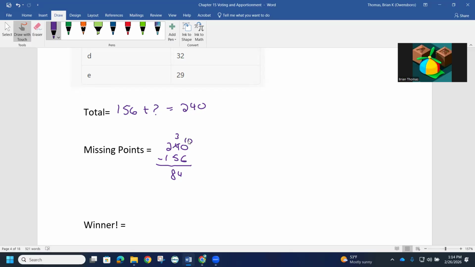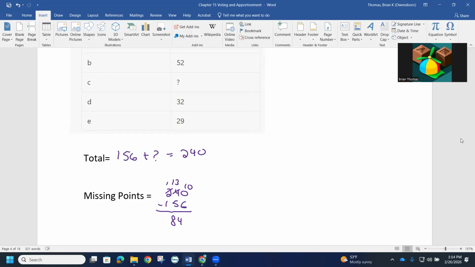So notice how I have to borrow here and make this a 3. This becomes a 10. 10 minus 6 is 4, but I've got to borrow again. This makes this a 13. 13 minus 5 would be 8, so 84. So candidate C, the missing candidate, actually had 84 points.